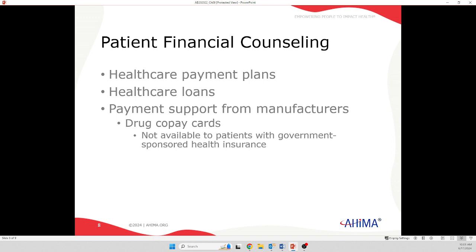We also have drug copay cards that help with high cost of meds. Now, these usually are not available to patients with government sponsored insurance, so sometimes Medicare patients can't get them. And that's due to the anti-kickback statutes that you learned about in your legal class. But they are usually good for people that are uninsured or if you have commercial insurance.